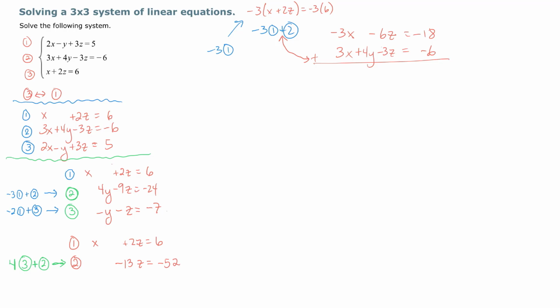And then we did not change equation 3 at all. So equation 3 stays the same. I should draw another wiggly line here. There we go. All right. So equation 3 stays the same: negative y minus z is equal to negative 7.